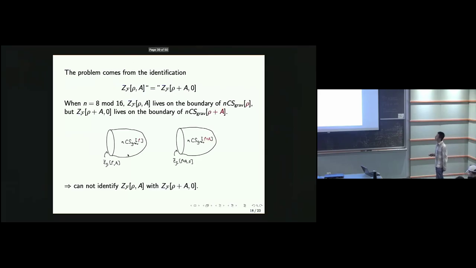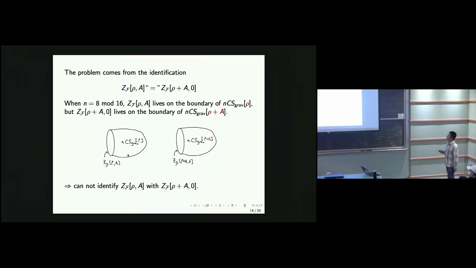So why? Because when the gravitational anomaly is 8 mod 16, the left-hand side of this equation lives at the boundary of this gravitational Chern-Simons term, which depends on the choice of the spin structure. Note that here in the bulk, it does not depend on the choice of A, because A, which is a Z2 gauge field, does not suffer from the anomaly for this particular case.